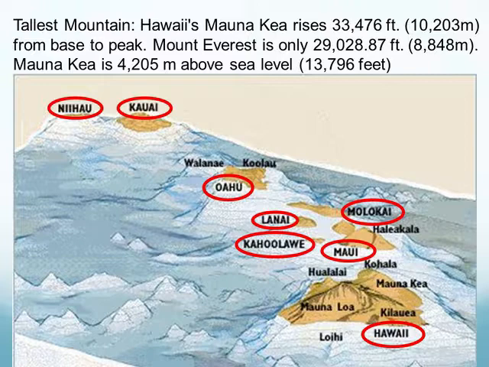So that's why, technically speaking, Mauna Kea should be the tallest land feature. But because it's in the middle of the ocean, it is not. Mount Everest is technically the tallest. Okay.